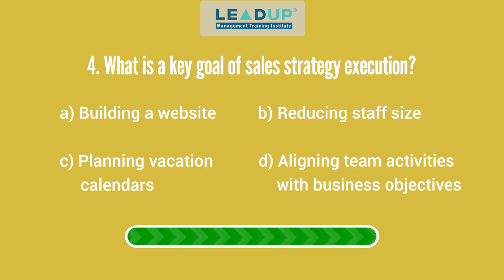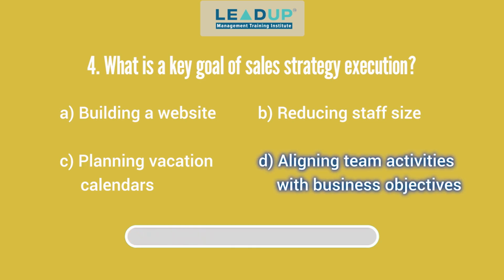Question 4. What is a key goal of sales strategy execution? A. Building a website. B. Reducing staff size. C. Planning vacation calendars. And D. Aligning team activities with business objectives. Answer: aligning team activities with business objectives.